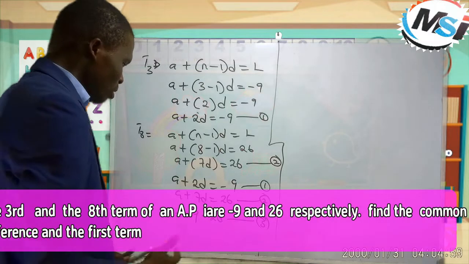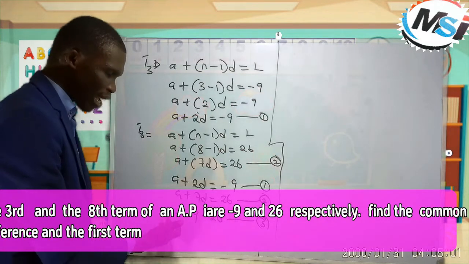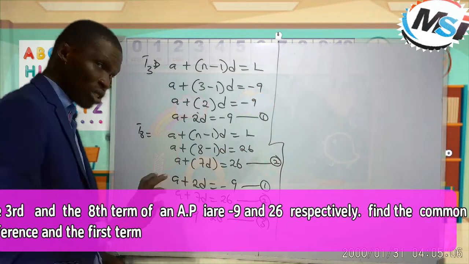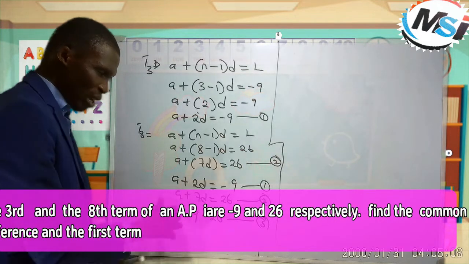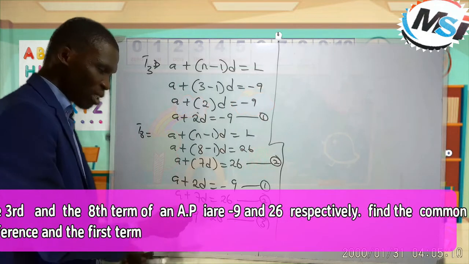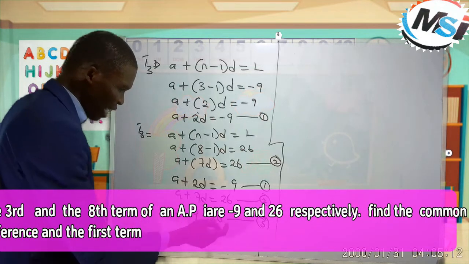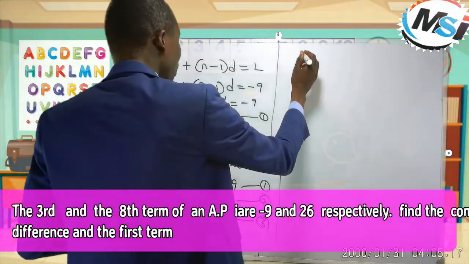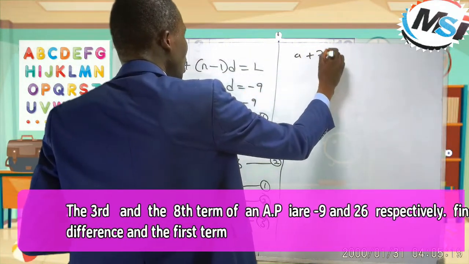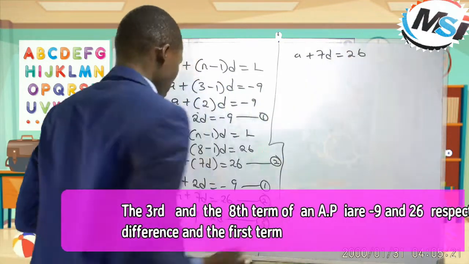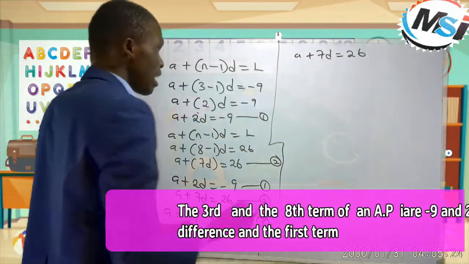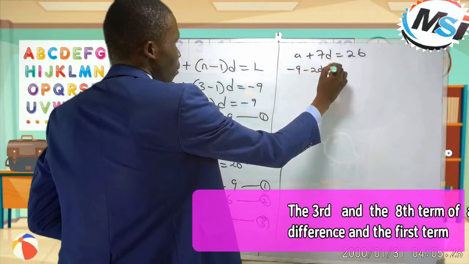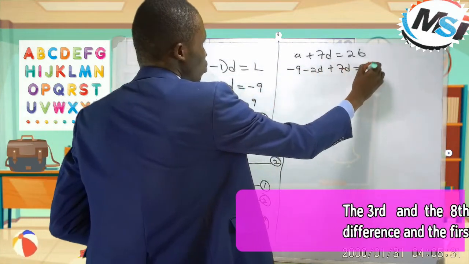Now, the next thing is to substitute for A in equation 2. This is not just English. Anywhere you see A in equation 2, you replace it with what? -9 minus 2D. That's what it simply means. So in equation 2, we have A plus 7D equals 26. So now we want to replace this A, which will give us -9 minus 2D plus 7D equals 26.